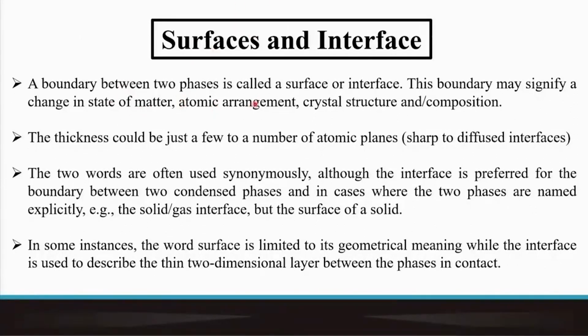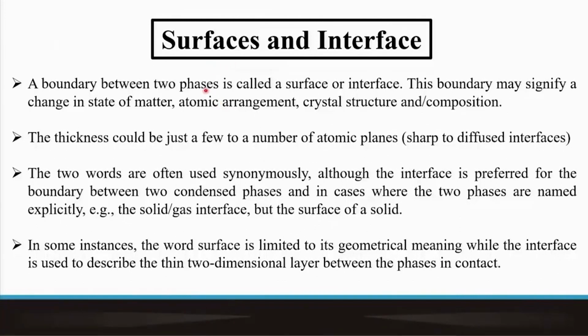So the boundary between two phases typically can be a surface or interface, and this boundary means a change of state of the matter, like liquid-vapor, as I said, or atomic arrangements from crystalline to non-crystalline, or even crystalline to another form of crystalline structure. And certainly it can also involve a change in composition. Say, for example, you may have a solid dipped in liquid water or acid or some other form of liquid.